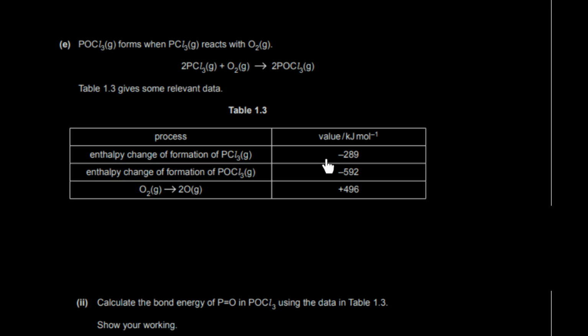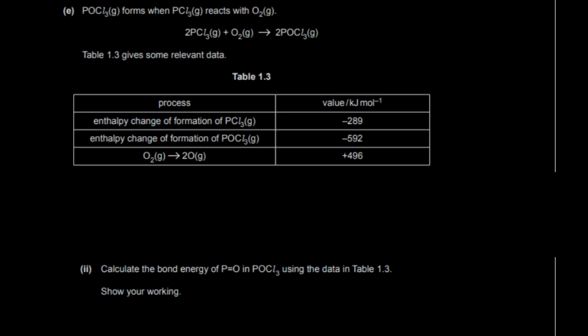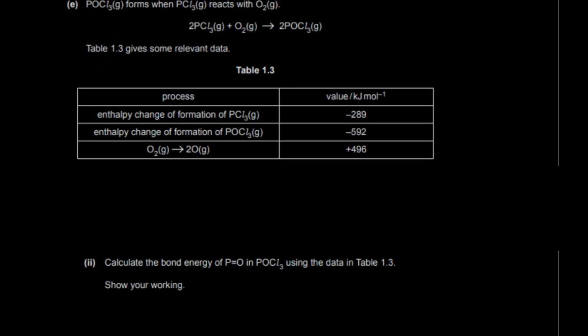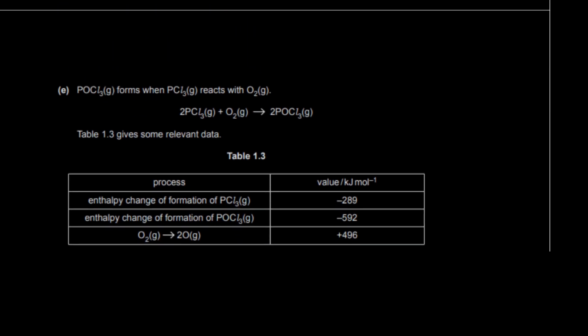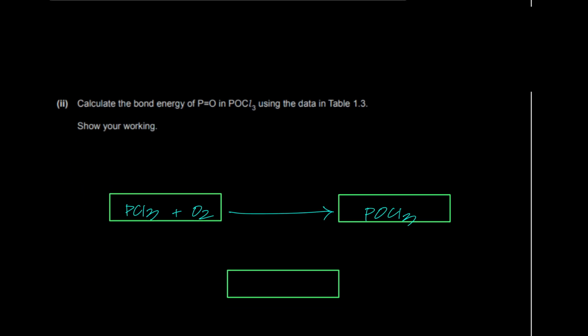For example, he's given me formation data in this question, and I can make use of formation data. He's given me the formation data of PCl3 and POCl3, and I know how to use formation data. I'll make my 3-box diagram and write the entire equation in it, which is PCl3 plus O2 gives me POCl3. And what's the balancing for it? He's given me that 2 PCl3 gives me 2 POCl3.